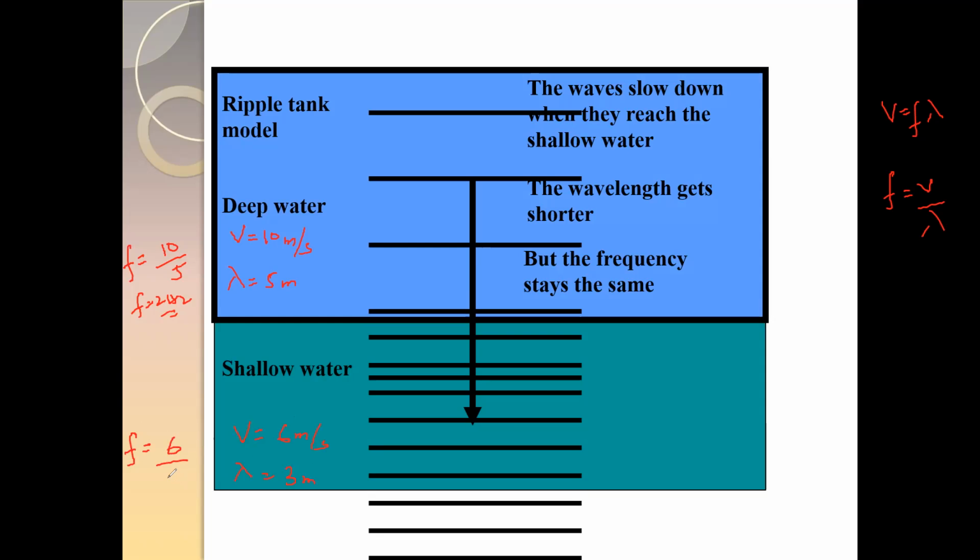So speed is decreasing, wavelength is also decreasing, but the ratio between them, like 6 divided by 3, will also give us 2 hertz. So what happens is the ratio between the speed and the wavelength remains the same. That is why the frequency remains unchanged. The only things which change are the speed and the wavelength, but the frequency of a wave does not change even if it travels from deep to shallow or from shallow to deep region.